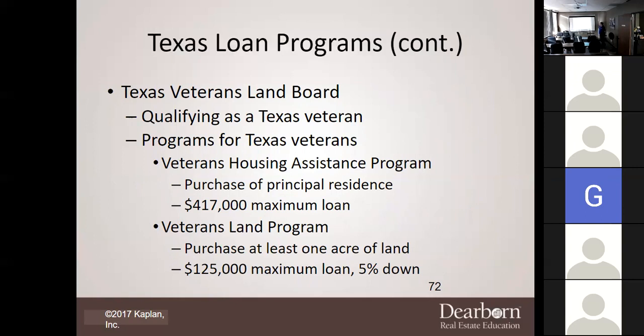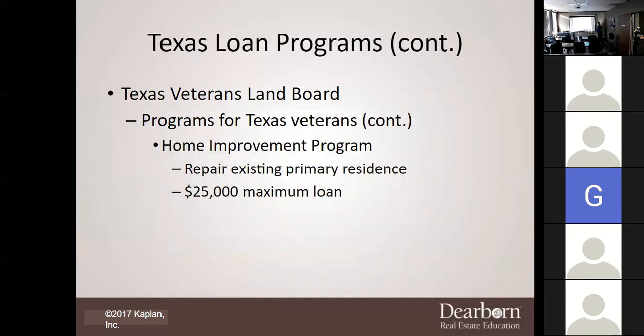The Veterans Land Program also allows you to purchase at least 1 acre of land, and there's a loan up to $125,000, but you've got to put 5% down. There's also the Home Improvement Program, which allows you to repair your existing primary residence, and they will give you up to $25,000 in maximum loan.